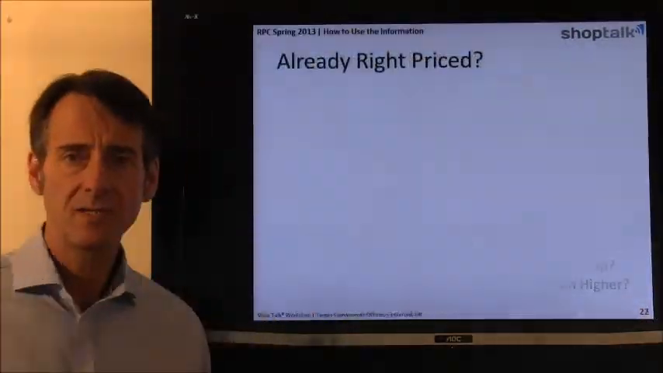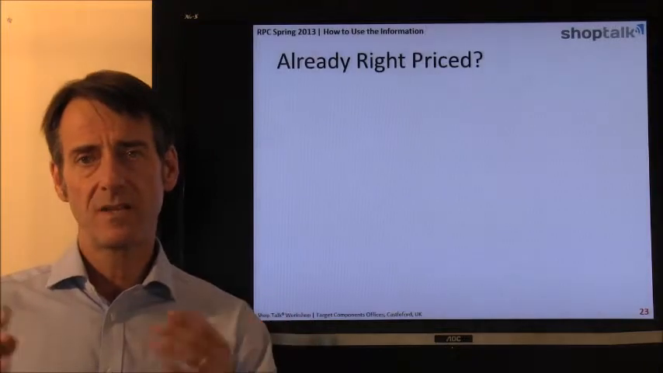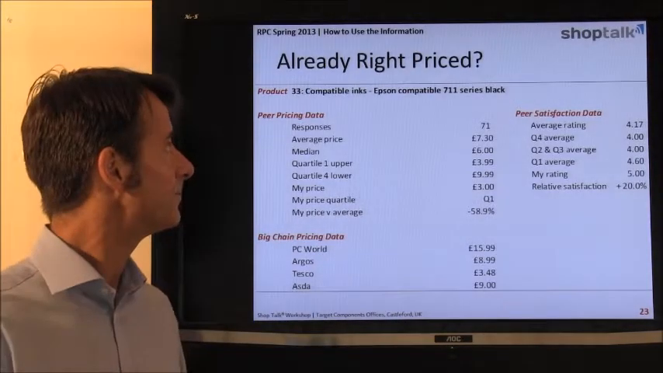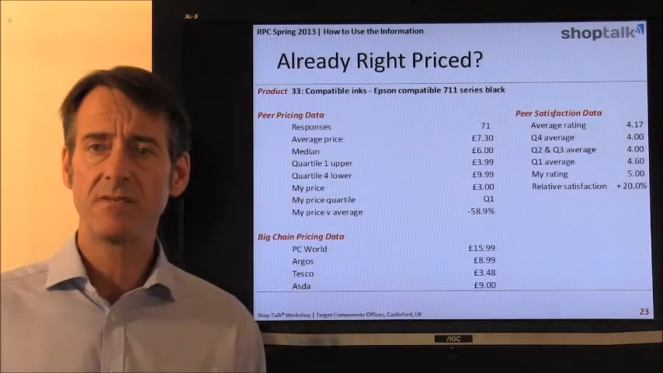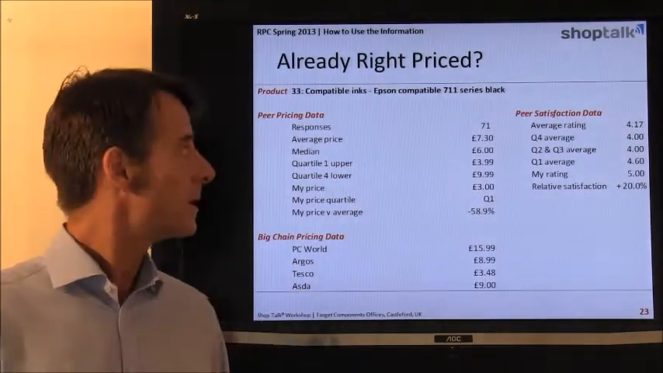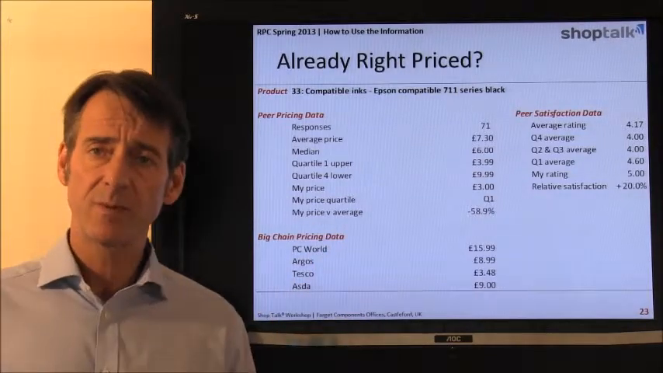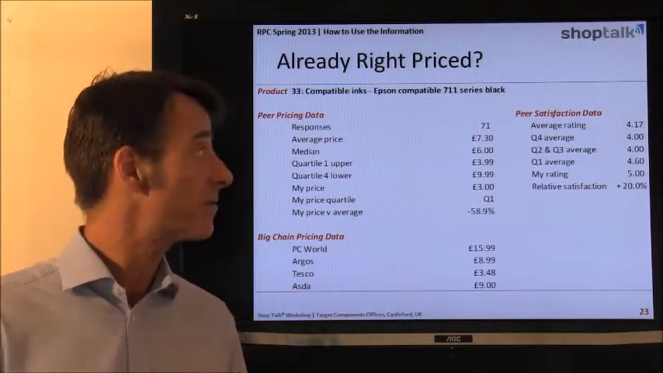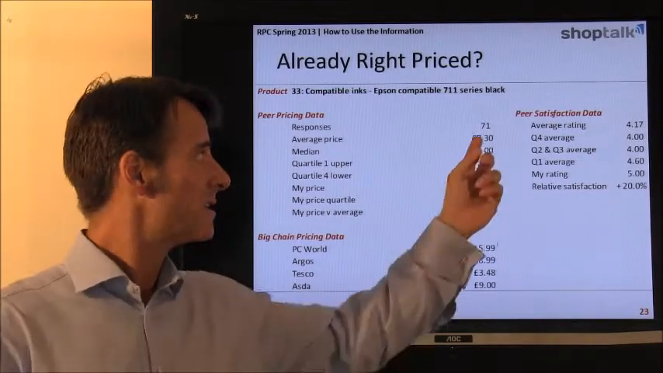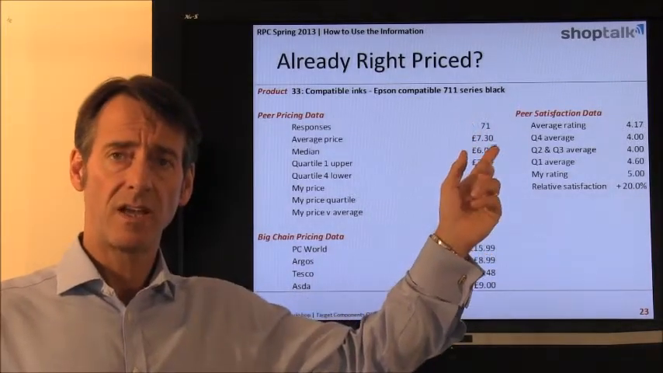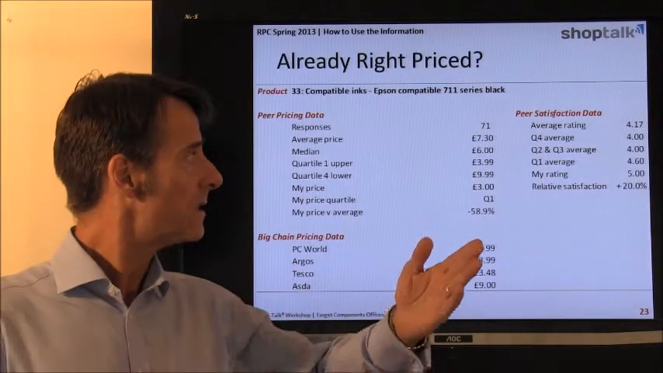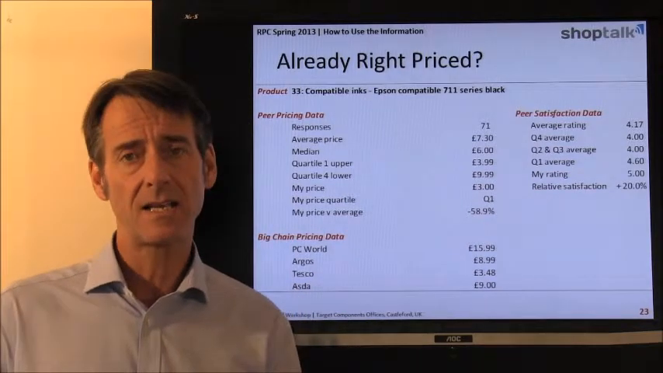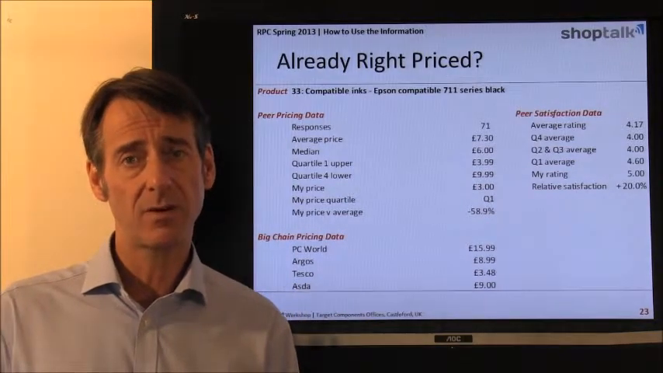So let's move on to the next example, which is an item that is ostensibly right priced. What is it? An Epson compatible 711 series black ink. 71% of respondents came back with price and sales satisfaction data on that, so that gives us good confidence in the information. And this is an interesting one. 70% of people are stocking it, or 30% aren't, and it's got a sales satisfaction of above 4. We find that ink has the greatest sales satisfaction of any product that we've got.